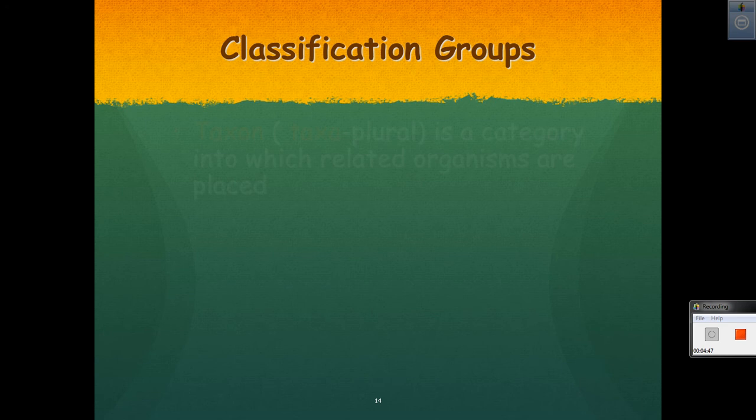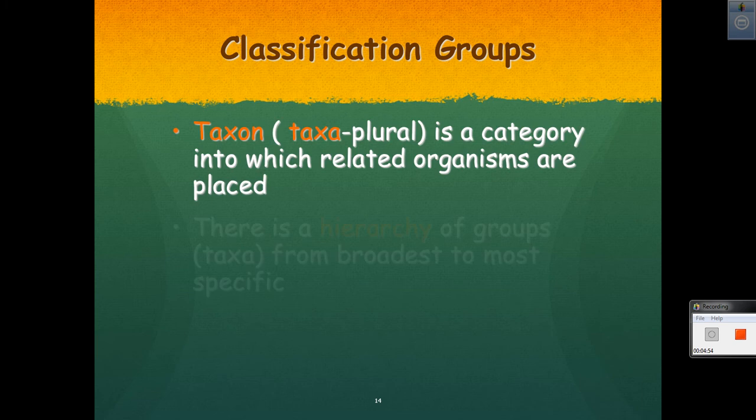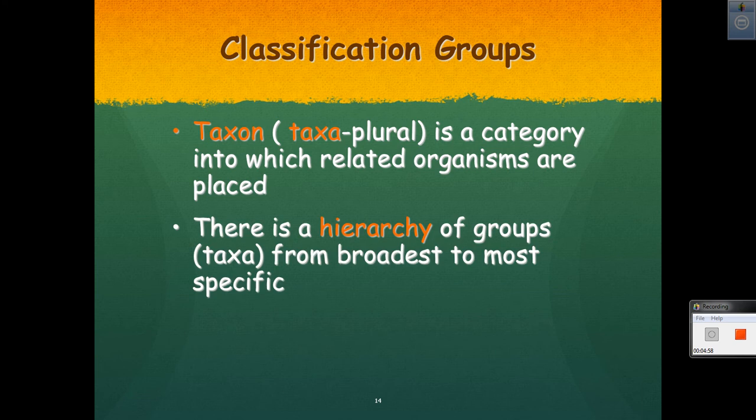So classification groups, we have a taxon, or taxa, is a category into which related organisms are placed. There's a hierarchy of groups, taxa from broadest to most specific. And they are domain, kingdom, phylum, class, order, family, genus, species.